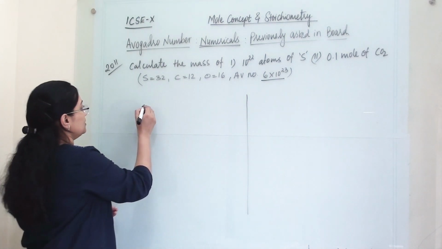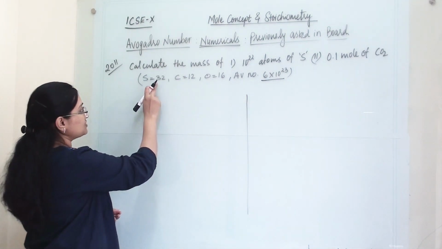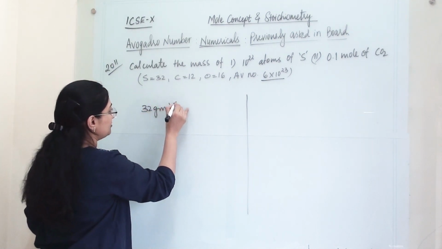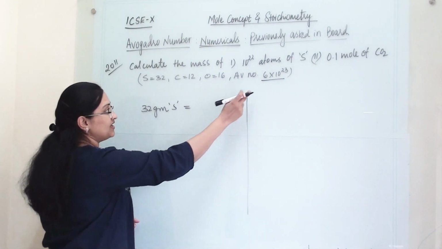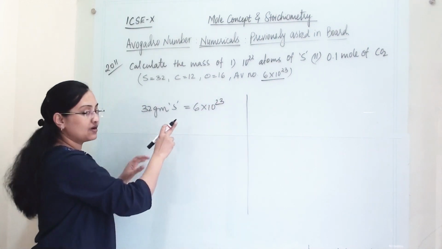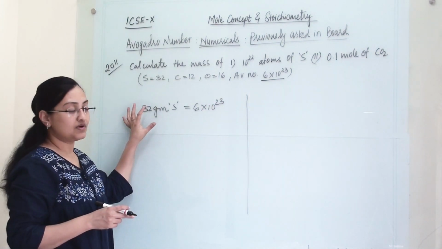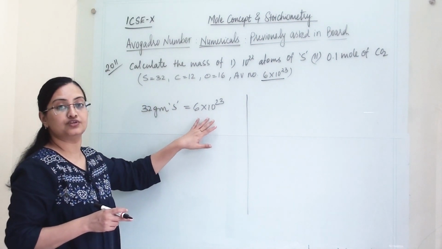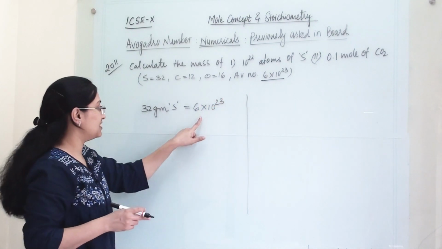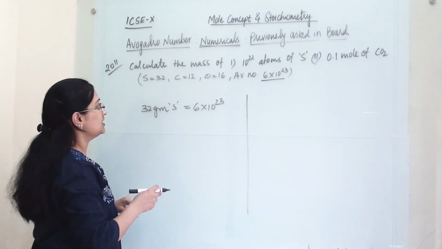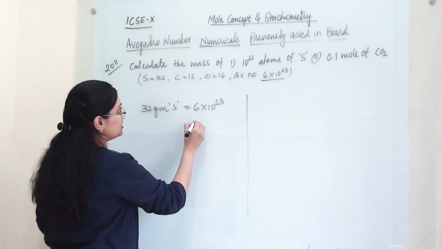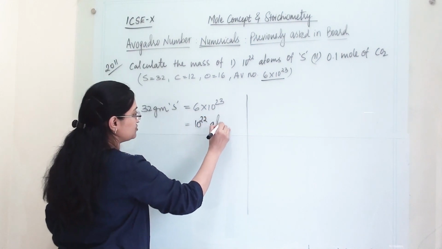Now we know that atomic mass of sulfur is 32. So when 32 gram of sulfur will be there, it has how many atoms? This much, 6 into 10 raised to 23. This is according to Avogadro's law. Molar mass equals 6.023 into 10 raised to 23 molecules or atoms. Here they have given us this, so we have taken 6 into 10 raised to 23. Now here 10 raised to 22 atoms we have.